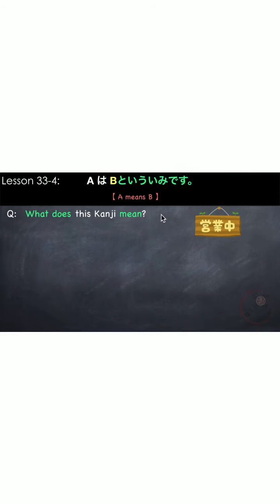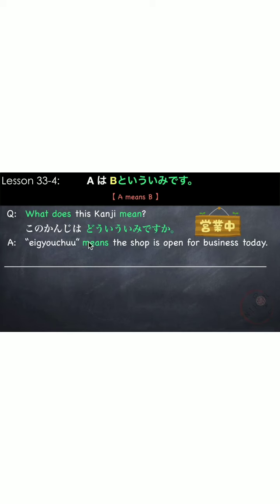So we have here the question form. To do that, we say, この漢字はどういう意味ですか? Here, we use どう, which means how or what. どういう意味ですか? Okay, so this is the question sentence. To answer, for example, this kanji is 営業中, which means the shop is open for business today.